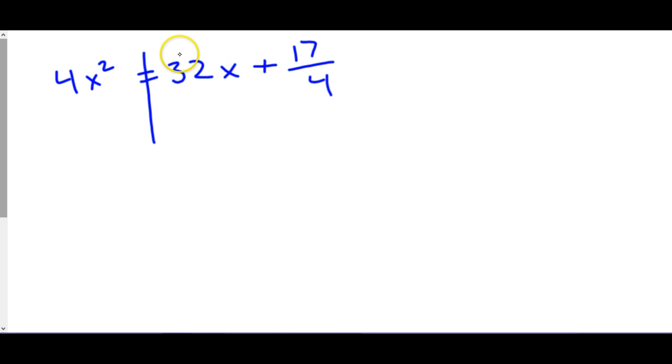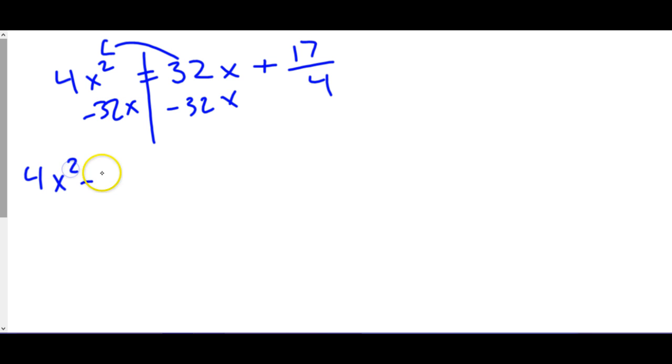32x is on the right, so we need to move it to the left, which means we're going to have to minus 32x from both sides. We have 4x squared minus 32x equals 17 over 4. At this point, we'd normally go to the blank spot step, but we cannot do completing the square if there's a number in front of the x squared.